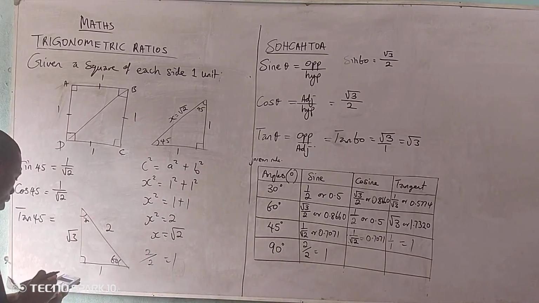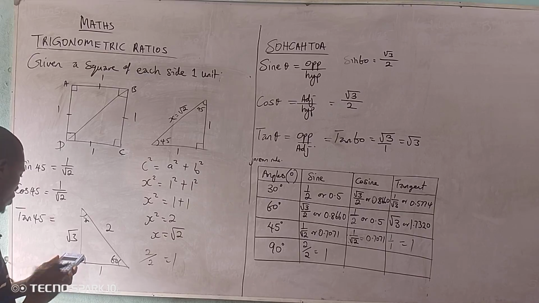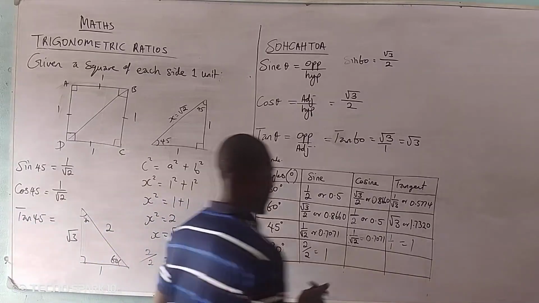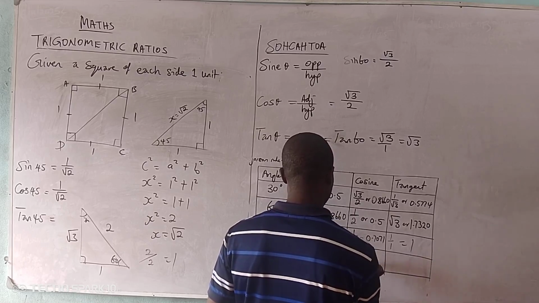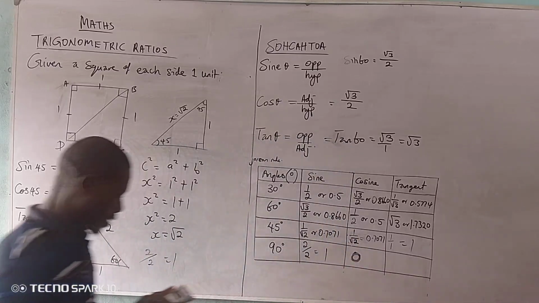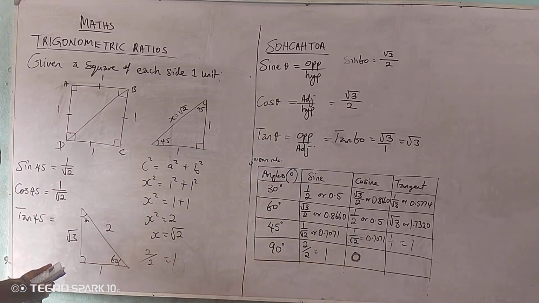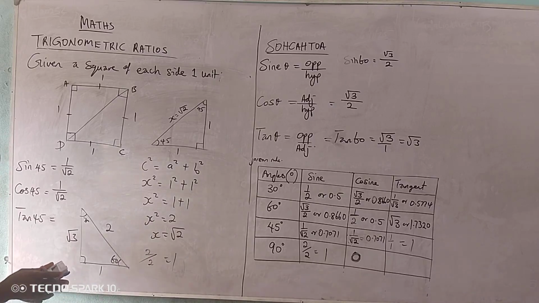So let's check. We have 1 divided by 2, which is 0.5, and then root 2 divided by 1, then root 2. Cosine 90 equals 0. Then cosine 90 is 0. Then tan 90.